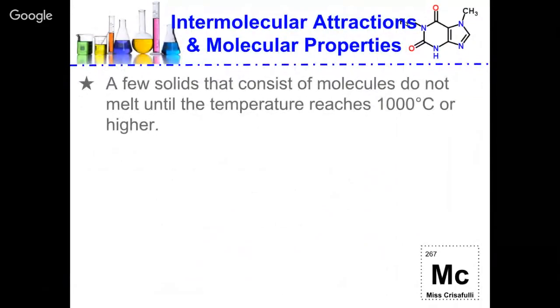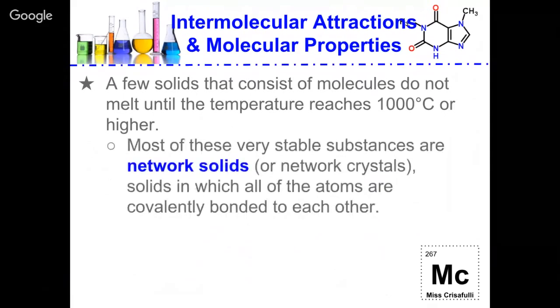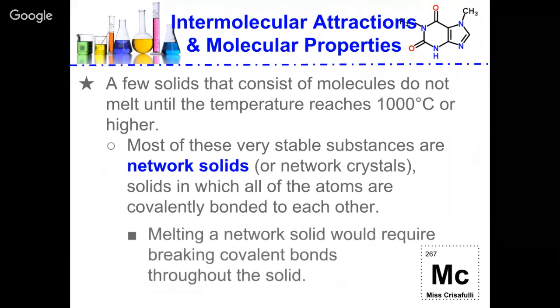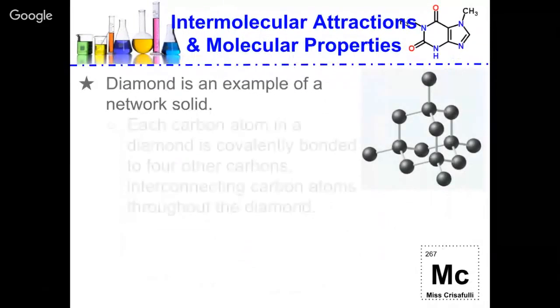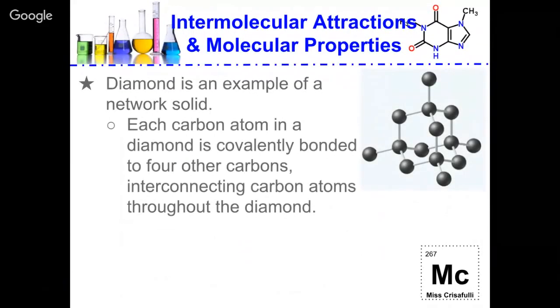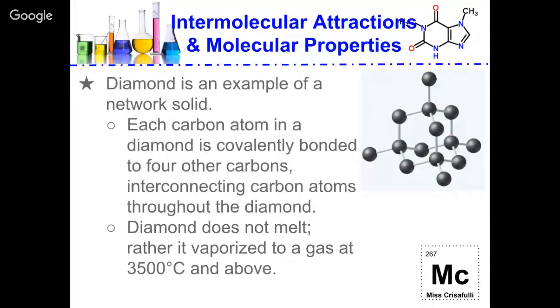So a few solids that consist of molecules that do not melt until temperatures reach 1,000 degrees or higher are called network solids. These are substances that are very stable, and they can occur when you have atoms that are covalently bonded to each other. And the melting of a network solid would require breaking covalent bonds throughout the solid. So that is something different than the attraction between the molecules. An example of a network solid is diamond. Each carbon atom is covalently bonded to 4 other carbon atoms, which makes carbon the strongest substance on the planet. Diamond does not melt. It will vaporize, which means that it goes directly from a solid to a gas at 3,500 degrees Celsius and above.